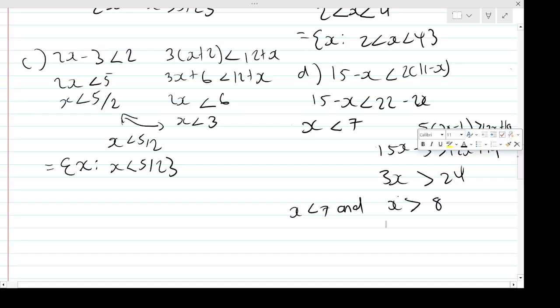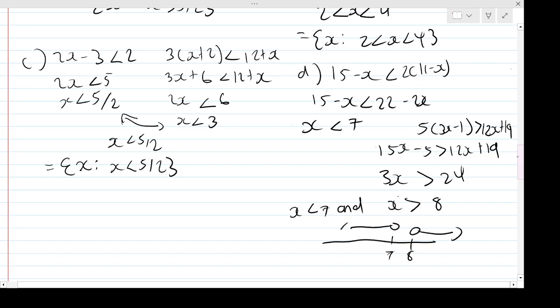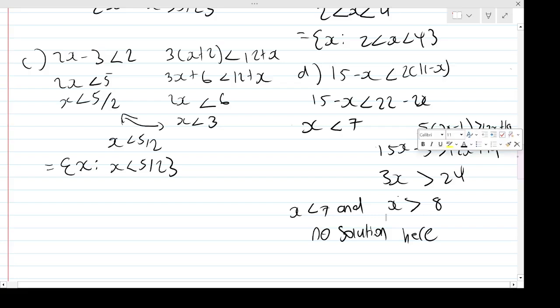Again, visualize the number line. If we have 8 and 7, x is greater than 8, and simultaneously x has to be less than 7. That cannot happen. There's no overlap. Therefore, there is no solution. So that is literally it. Therefore, no solution here because there are no values of x where it can be simultaneously bigger than 8 and less than 7.